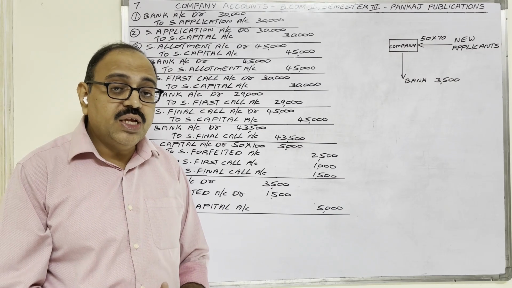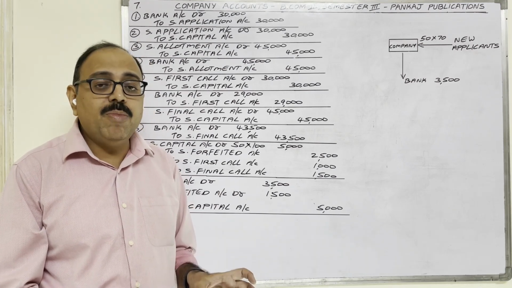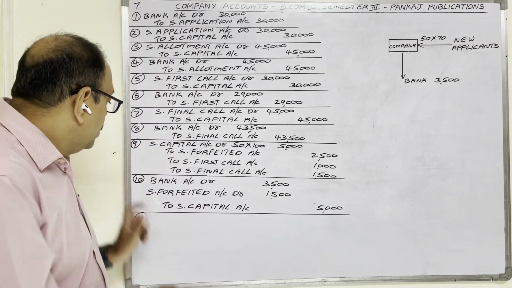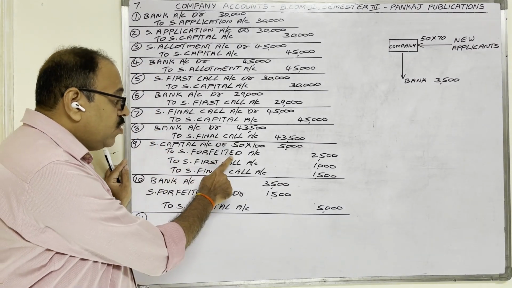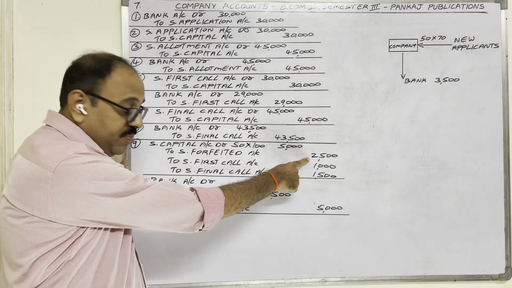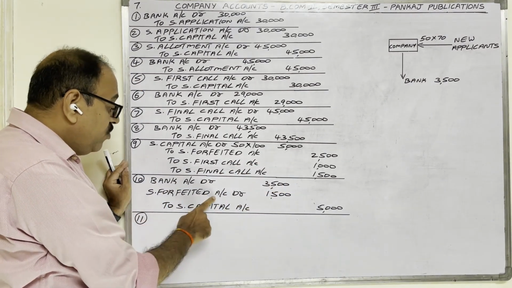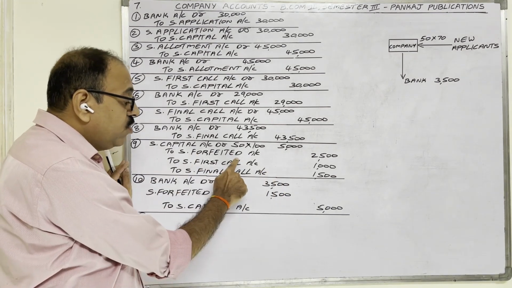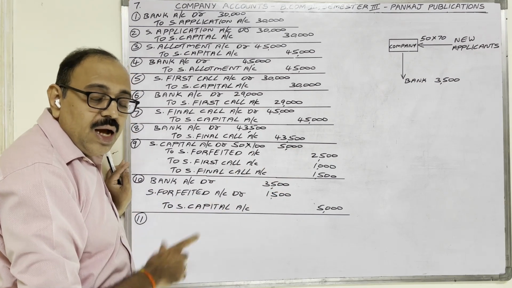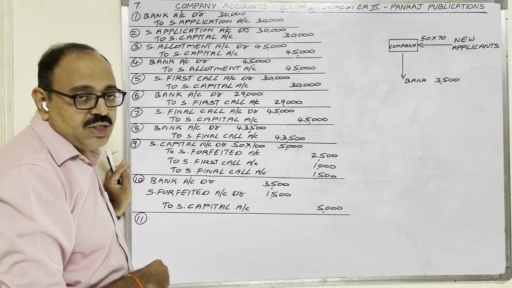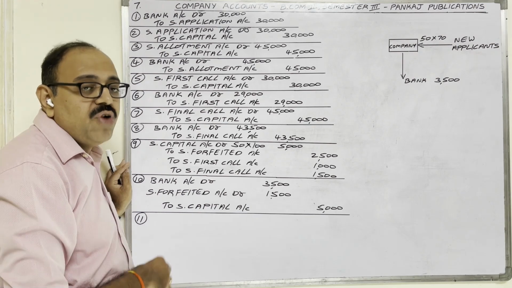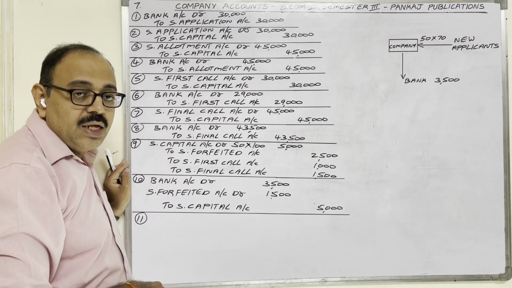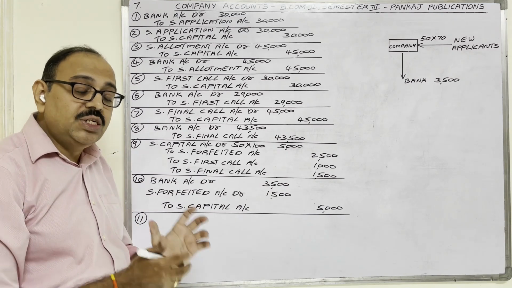Last entry, 11th entry, is for transferring the final credit balance in share forfeited account to capital reserve account. Observe, in 9th entry, share forfeited account is credited with 2,500. In 10th entry, share forfeited account is debited with 1,500. Now there is a credit balance in share forfeited account, 1,000 rupees. That balance we should transfer to capital reserve. First of all, by using a formula in a tabular form, we have to calculate this credit balance. Let us see how to calculate the credit balance in share forfeited account.